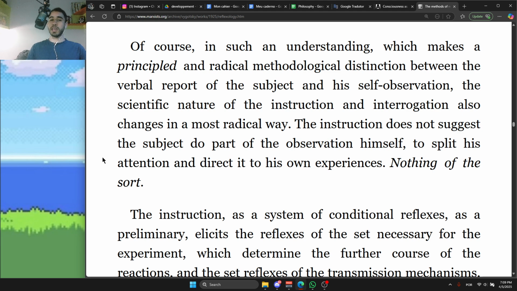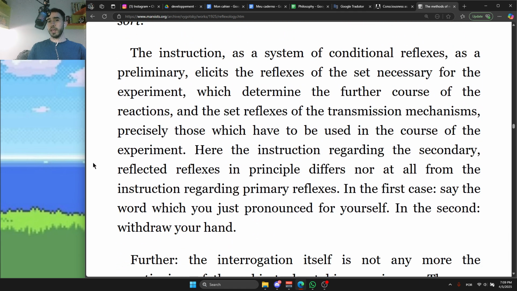The instruction does not suggest the subject do part of the observation himself, to split his attention and direct it to his own experiences, nothing of the sort. The instruction, as a system of conditional reflexes, as a preliminary, elicits the reflexes of the set necessary for the experiment, which determine the further course of the reactions, and the set reflexes of the transmission mechanisms, precisely those which have to be used in the course of the experiment.